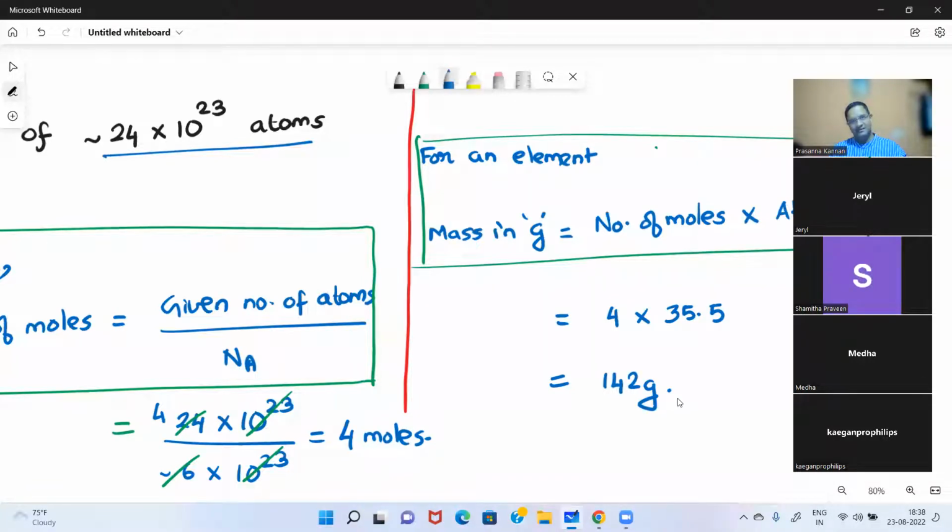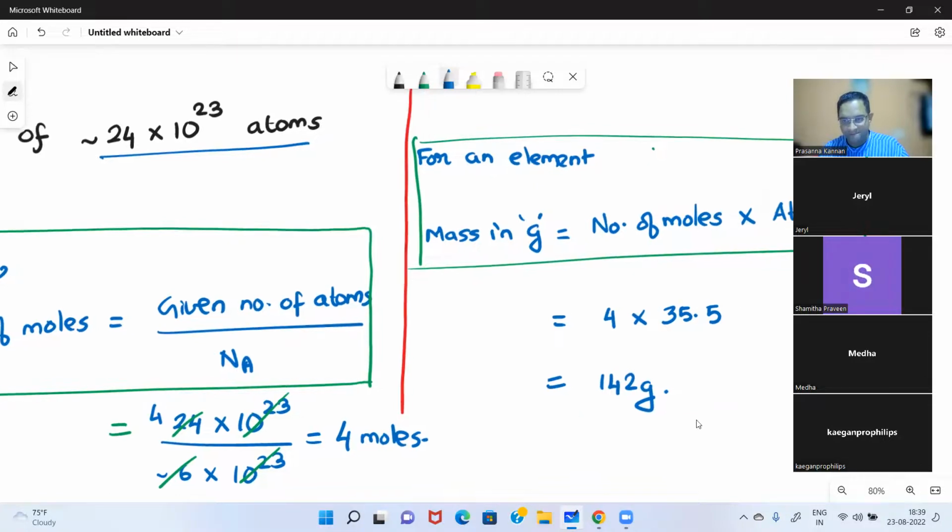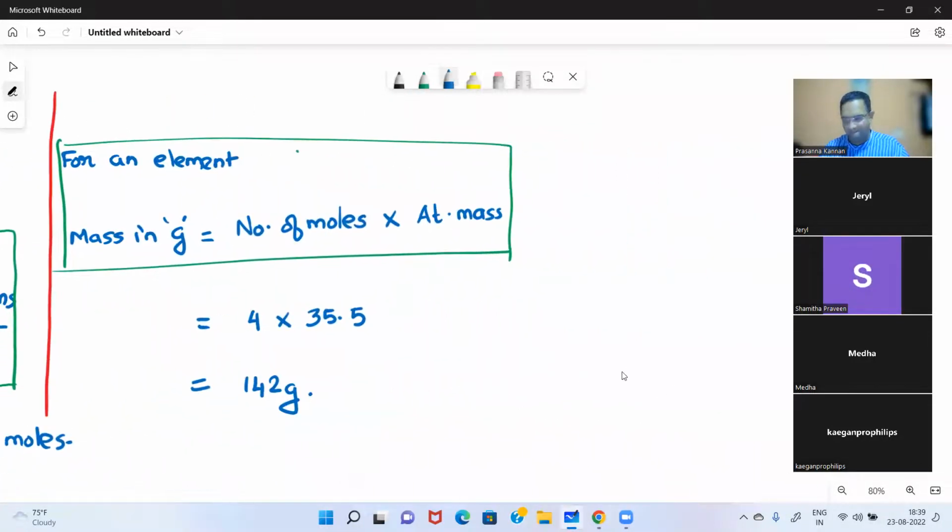Clear? Suppose the question had been about chlorine gas, then it is a molecule, so you should use molecular mass. 71 grams will be the molecular mass. Is that clear? Okay. Any questions at this point? No, sir. Okay.